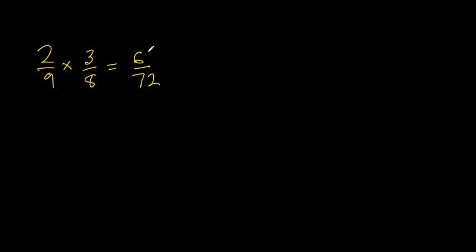normally you will have to simplify this, right, by looking for the common factors in the numerator and the denominator. Here we know from our times table, 6 is a factor of 72. So 6 goes into 6 is 1. 6 goes into 72 is 12. So our final answer is 1/12.